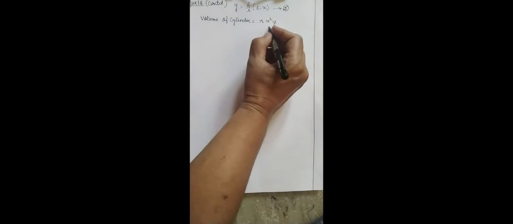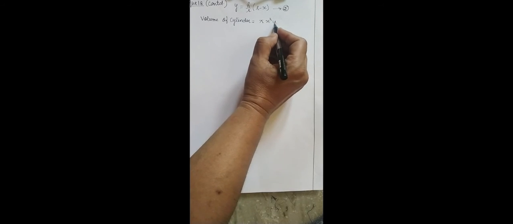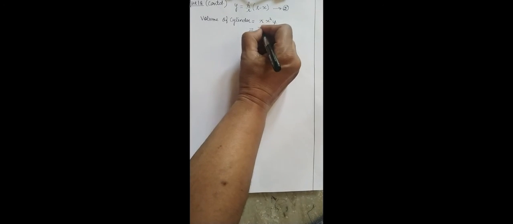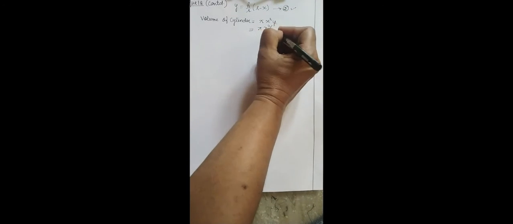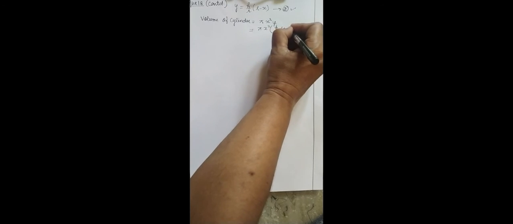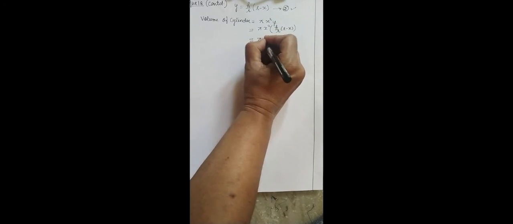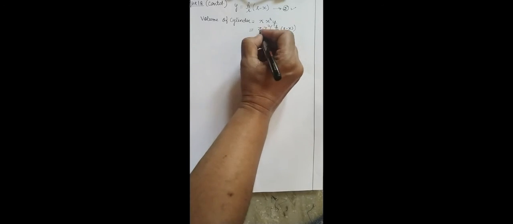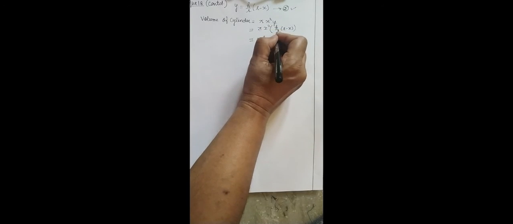So volume of cylinder is pi x square y, as it is pi r square h. Now radius is x and height is y. Now let me convert it into a single variable by substituting the value of y from result number 2. So it is pi x square h upon r into r minus x, which is giving me the result pi hr. Now pi, h, r, all three are constants.